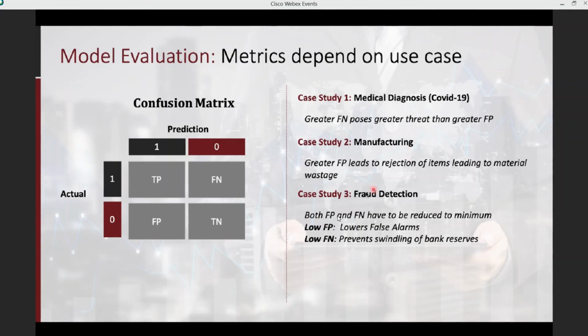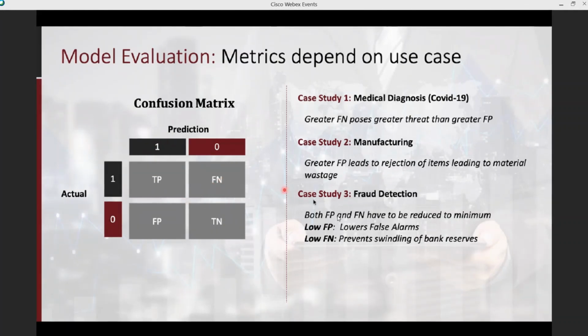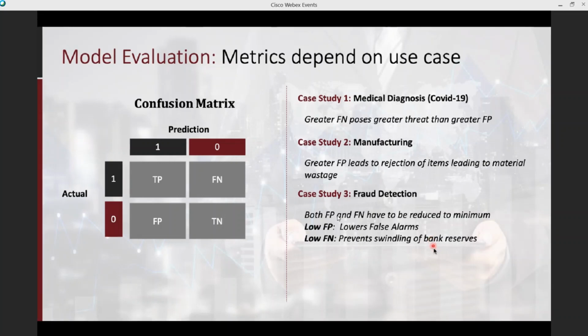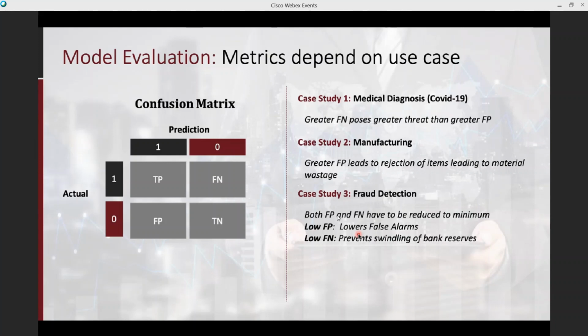And lastly, let's say we have a fraud detection case study. Over there, FP and FN have to be reduced as much as possible. We cannot compromise on one particular data point, right? Lower false negatives matter because fraudulent transactions cause heavy losses to banks, right? And low FP means a lower number of false alarms, which helps because whenever a fraudulent transaction has to be investigated, it takes a lot of time and causes other errors as well. That's why both of these have to be reduced as much as possible.